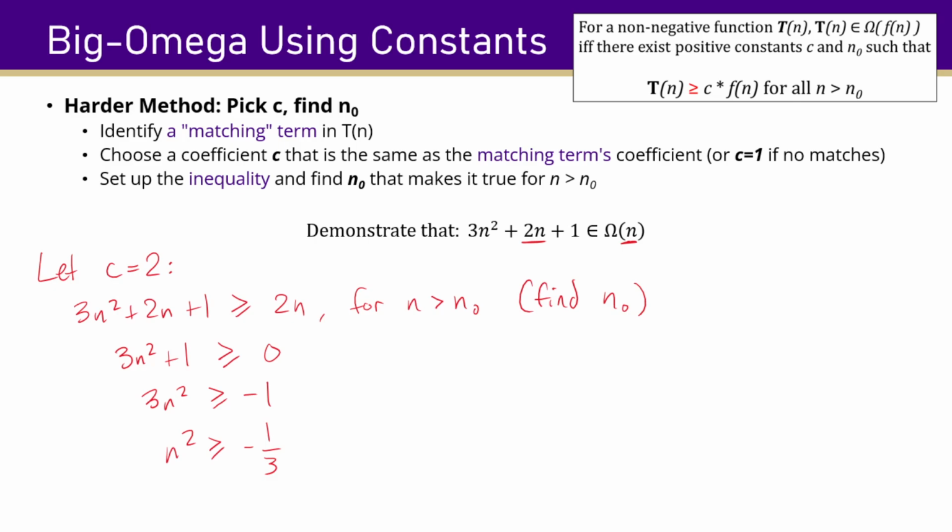And we get the inequality n squared is greater than or equal to negative 1/3. All right, what values of n make this true? Well, this is true for all values of n, or all real values, rather. So we can pretty much arbitrarily choose any n naught that is positive. All right, so let's just say n naught is equal to 1 again, and our c is equal to 2, and we found two constants that make this true.